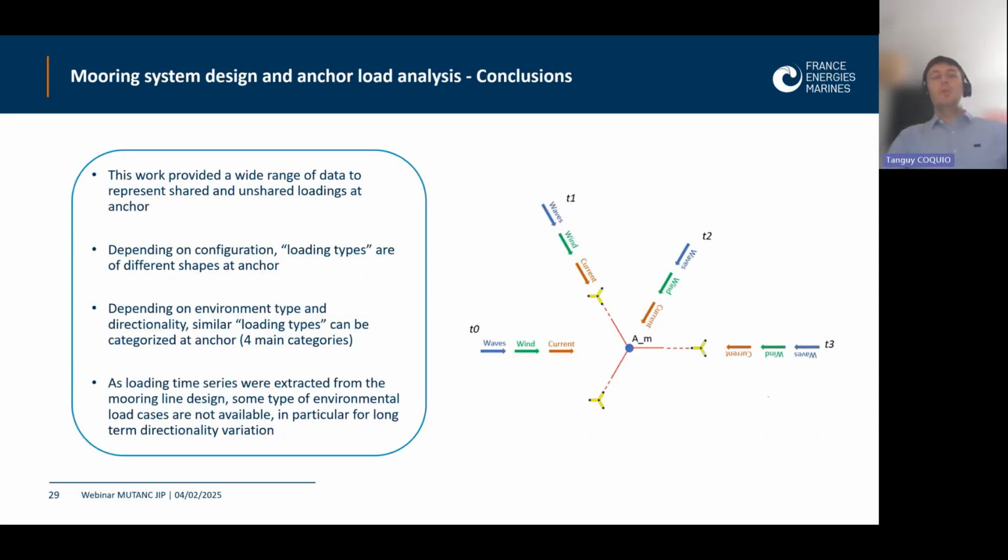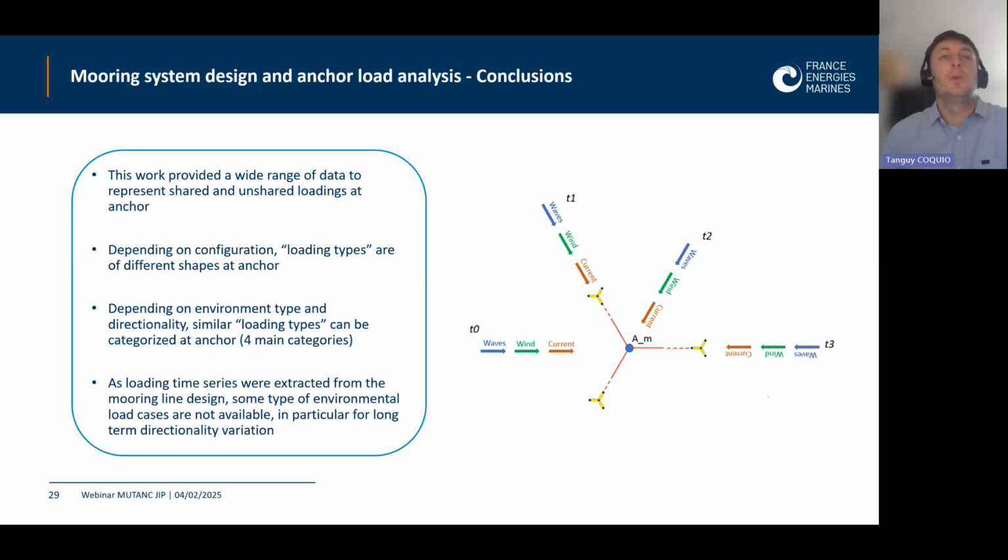A few conclusions about this part of the work. This work provided, as I said, a wide range of data to represent shared and unshared loading that is incurred, which is very useful for the geotechnical analysis that we will see afterwards. Depending on the configuration, loading paths have different shapes at the anchor. We have seen that with the inline and in-between analysis, for example.